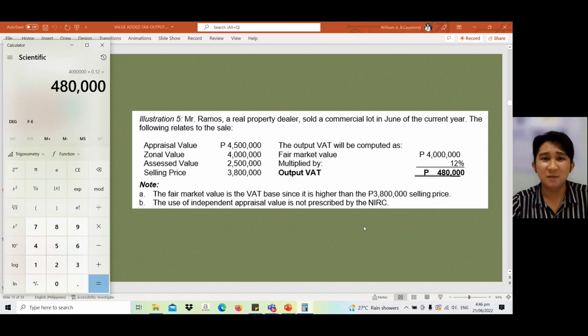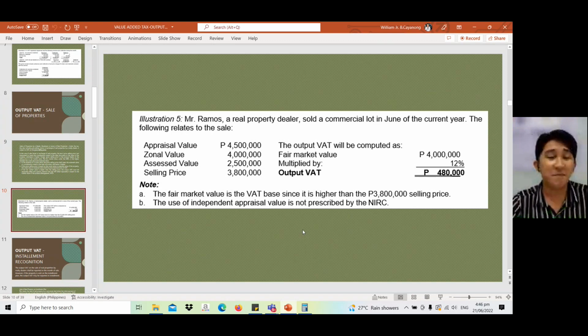Sir, in case you wonder, there is an appraisal value here. Appraisal value is an independent appraisal, and that is not NIRC prescribed. So it is not considered. Please remember that.